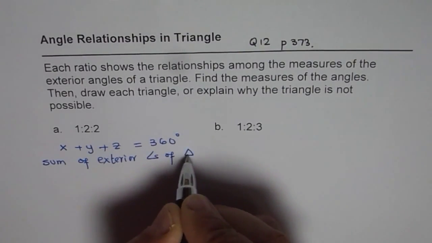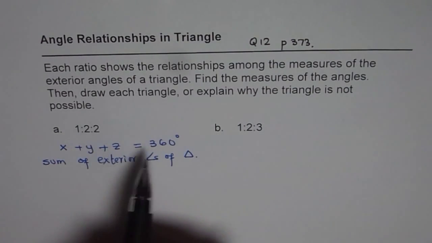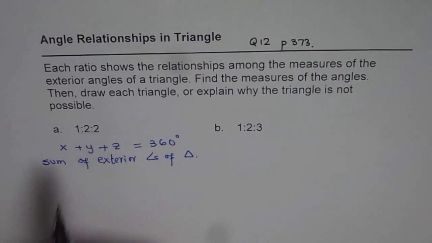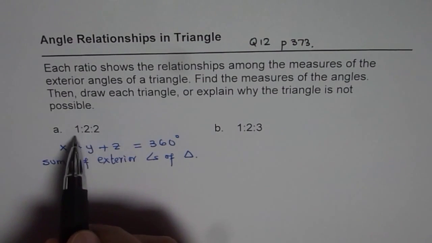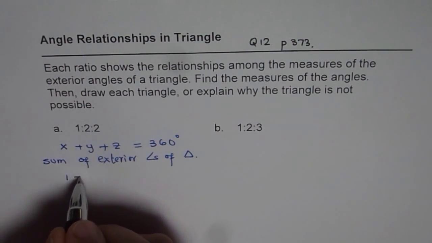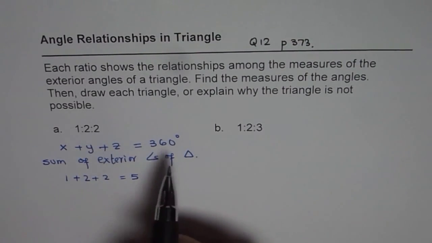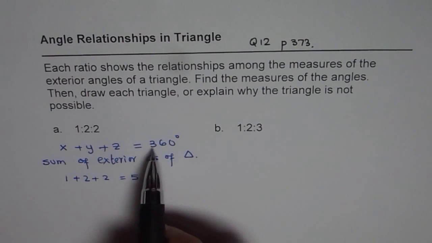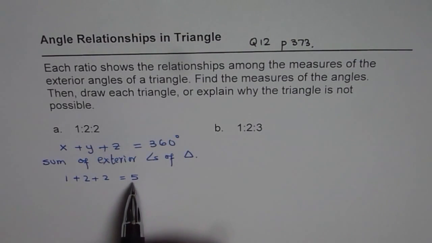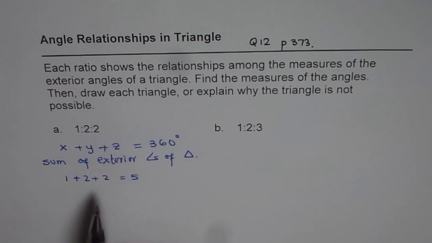Of a triangle, correct? Now since the ratio is 1 is to 2 is to 3, what should be each angle? That is the question. Now if you combine all these three terms, what do you get? You get 5. 1 plus 2 plus 2 is equal to 5. So if I divide 360 into 5 equal parts, I can distribute 1, 2 and 2 parts. So that is the strategy.